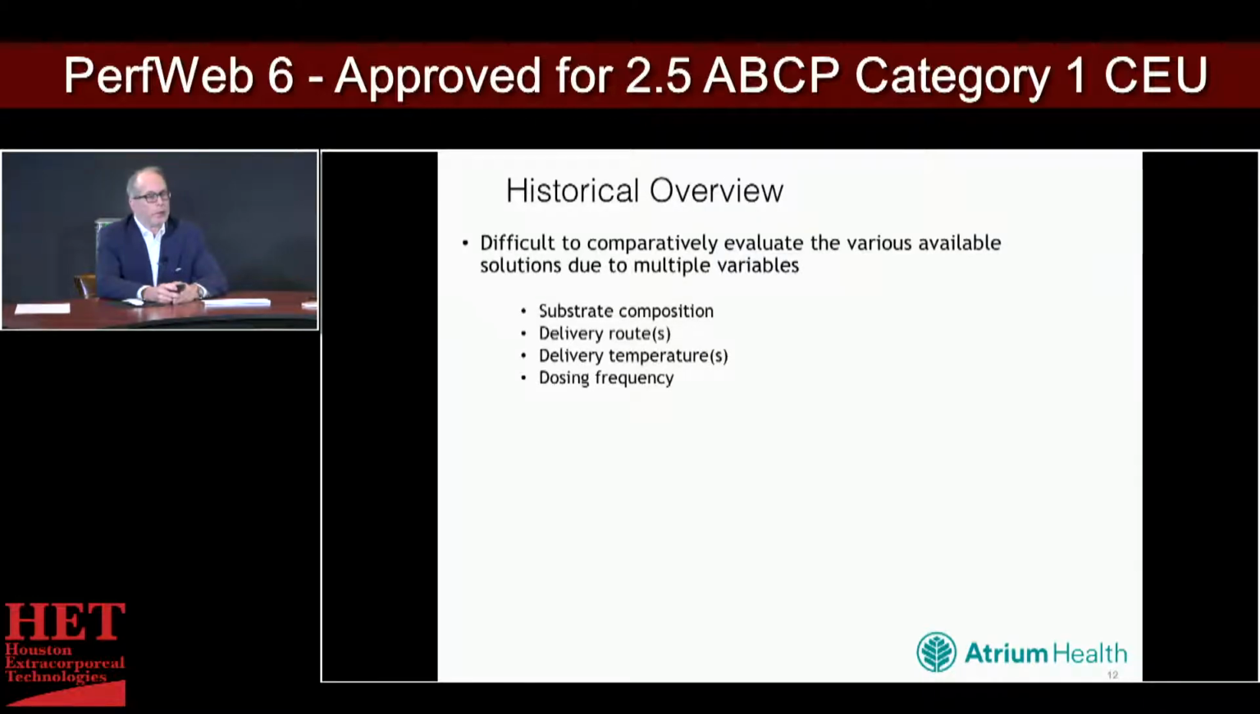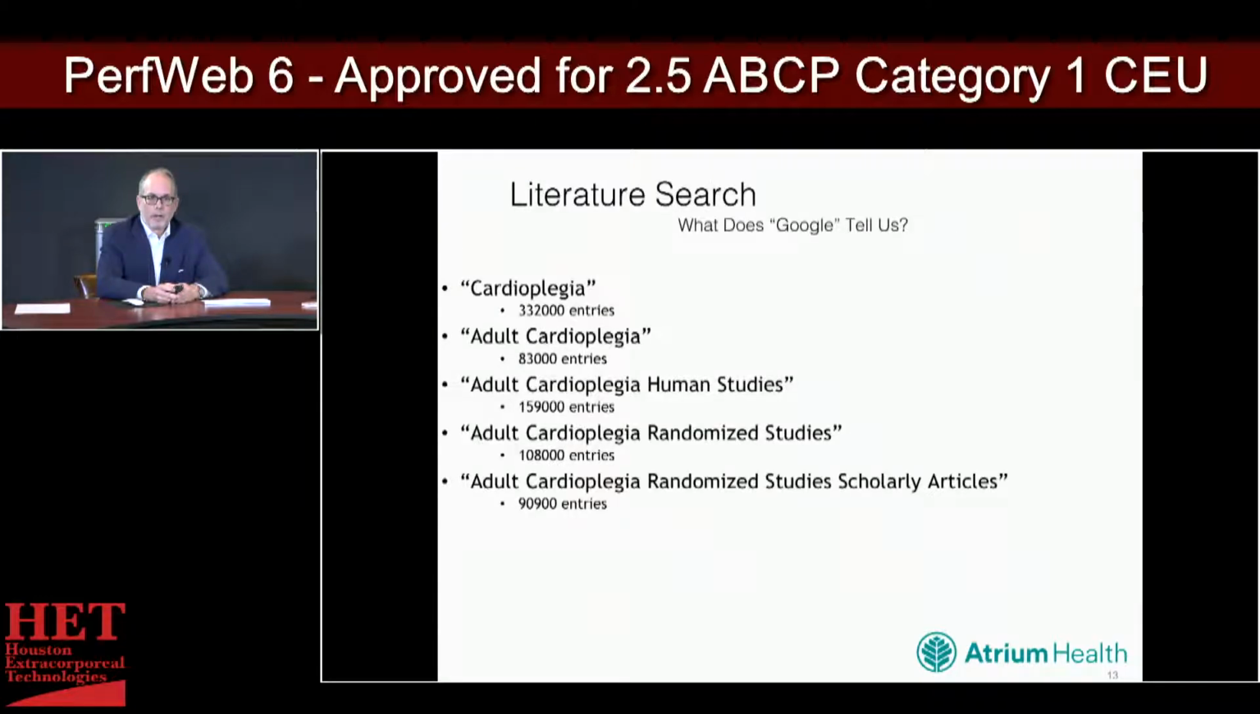It's difficult to comparatively evaluate the various solutions because there are a lot of variables: substrate composition, delivery routes, delivery temperatures, dosing frequency, and also any number of patient-associated variables. If one turns to the infamous medical search engine Google, we find that there's some 300,000+ entries for cardioplegia, and if we limit it to scholarly randomized studies for adult cardioplegia, there's still almost 100,000.